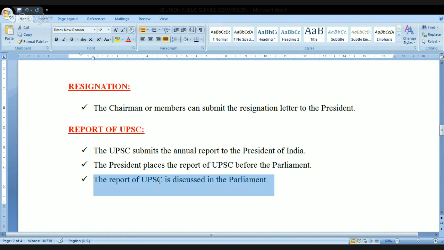Generally what happens, as I told you in the beginning, the recommendations of UPSC are advisory in nature. Sometimes most of the names that are suggested by the UPSC are accepted by the government. Sometimes, for some reason, the government may reject some of the names that are recommended by the UPSC. During that time, UPSC in its report also mentions the candidates who are rejected by the government. So in the Parliament, especially on this particular point, there will be a discussion. Apart from this, there will not be any other discussions.